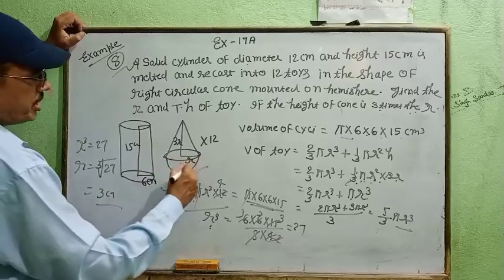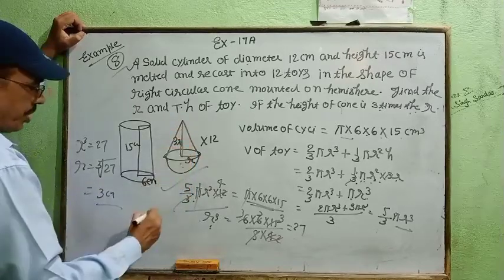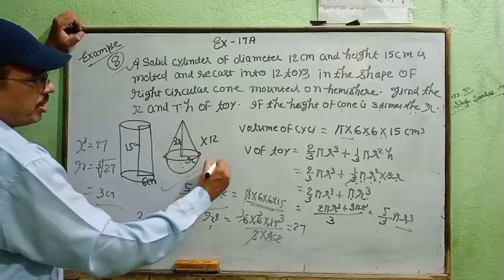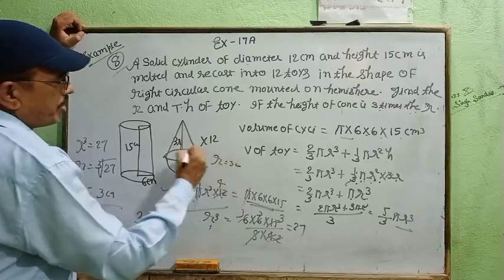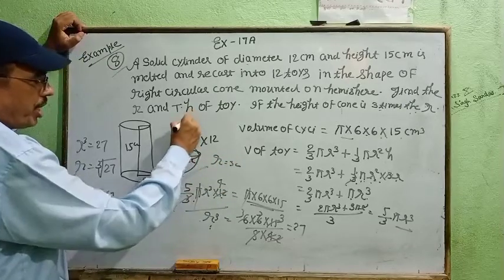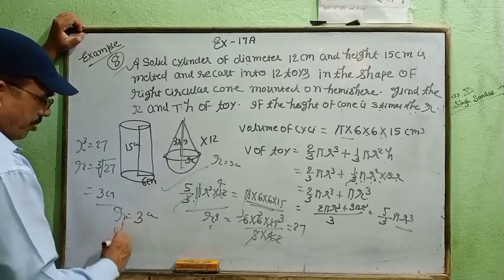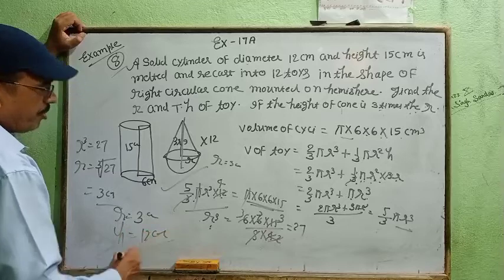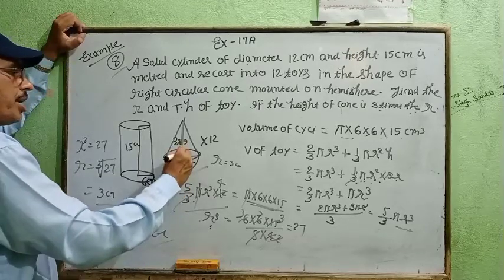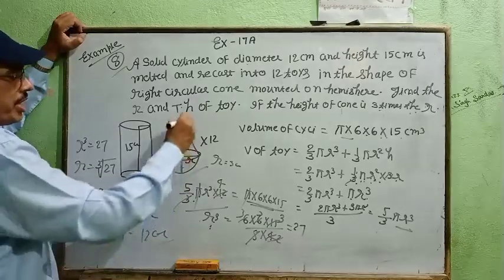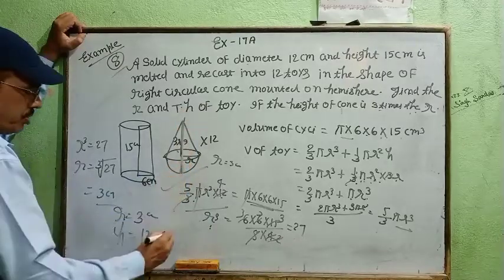If r is 3 cm, then what is the height of the cone? It is 3r, so the radius will be 3 cm and the height of the cone is 9 cm. So the total height will be 12. So the radius is equal to 3 cm and the total height is equal to 12 cm, because here is 3 cm and there are 9 cm because it is 3r. So the total height of the toy is 12 cm.